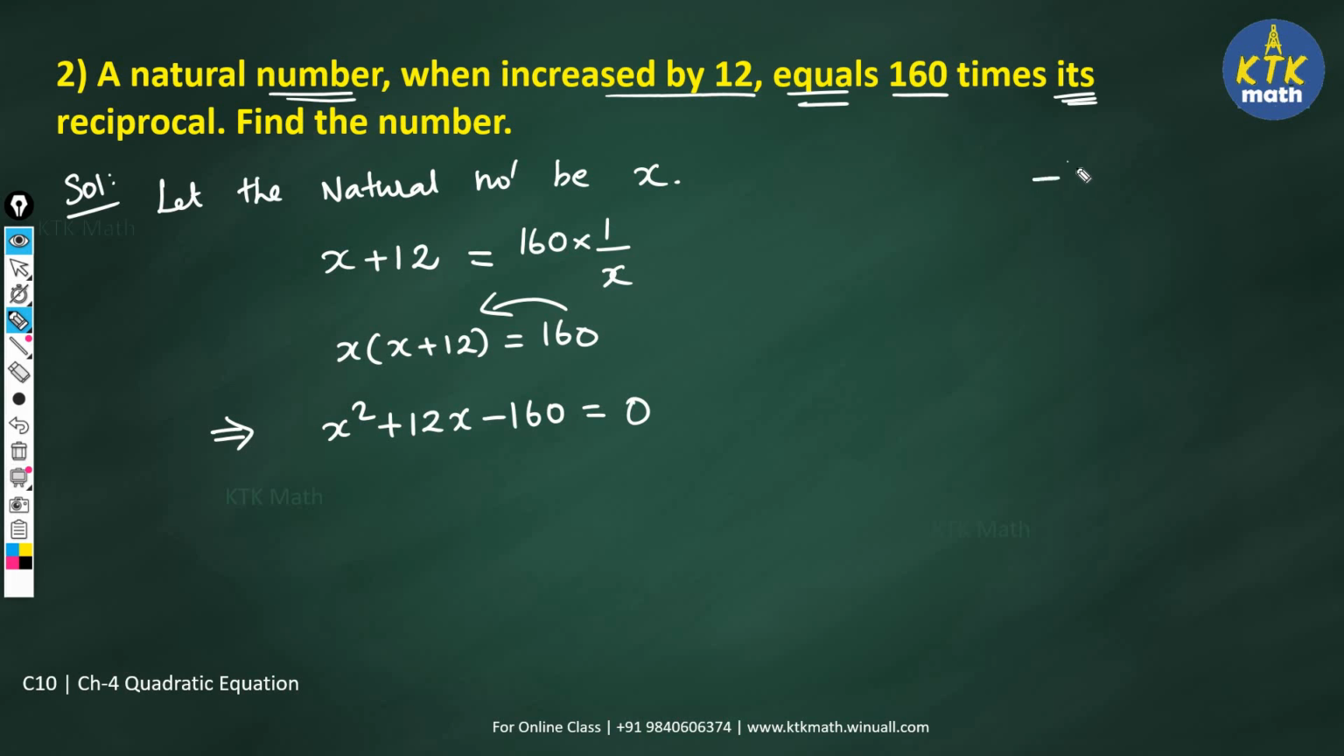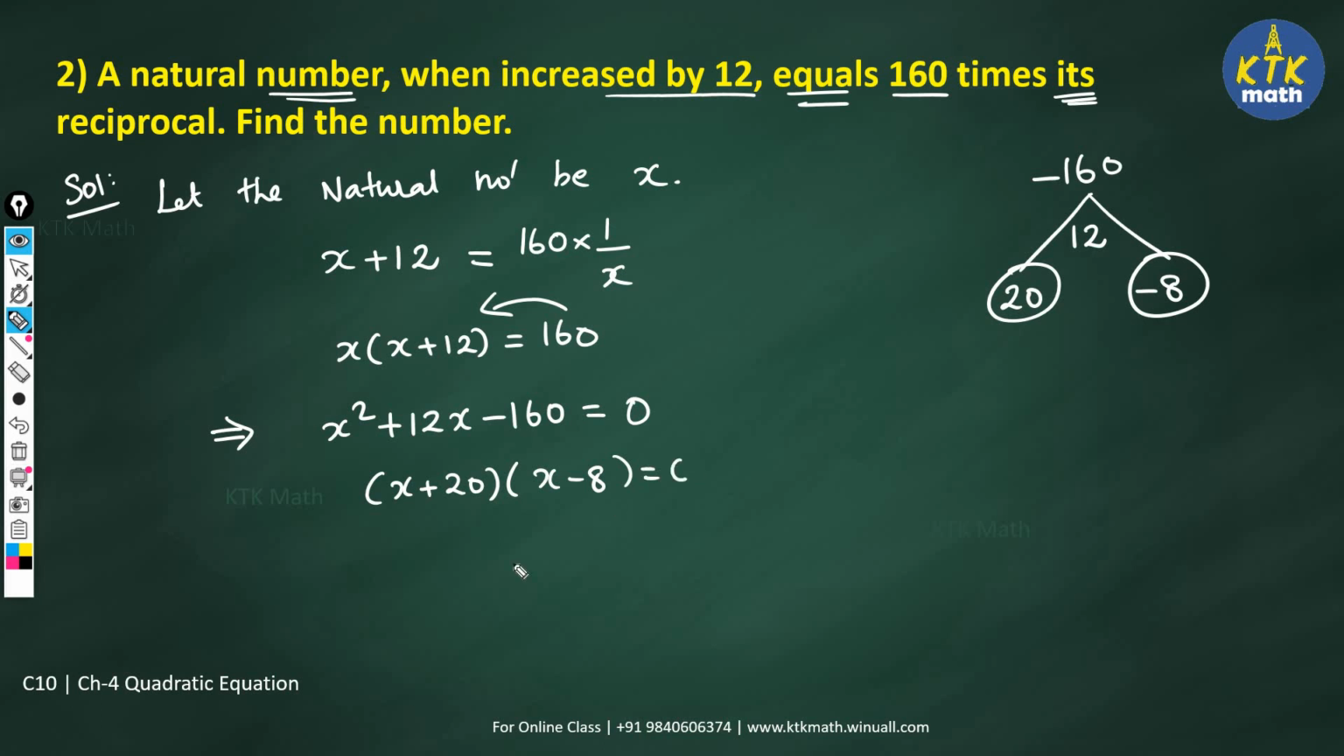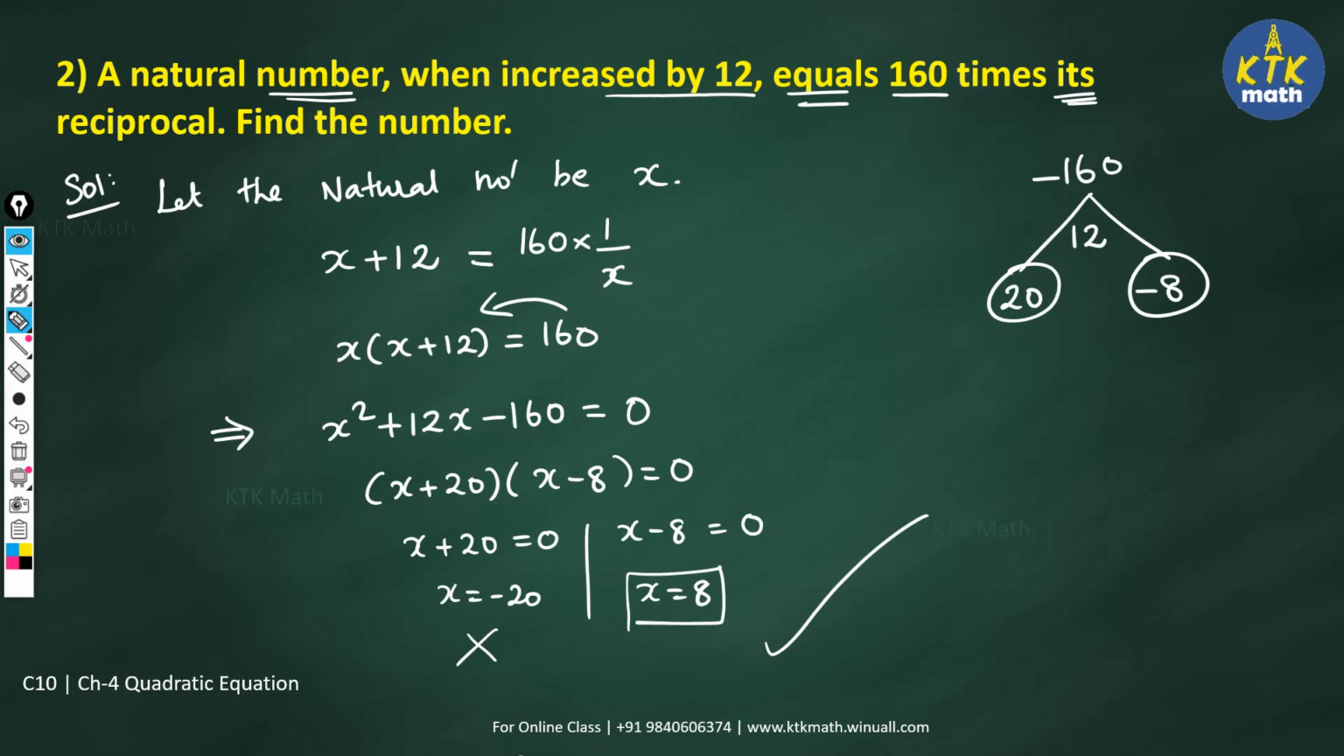Now from here, when I multiply, I need to get 160. When I subtract, I need to get 12. What are the possibilities? It's going to be 20 times 8 and 20 minus 8. So these are the factors, 20 and negative 8. So you just write directly x plus 20 and x minus 8 is equal to 0. Separate this: x plus 20 equal to 0 and x minus 8 equal to 0. So x will be negative 20 here, and x will be positive 8 here. Negative I cannot consider, so x equal to 8 is your final answer. Is it clear? So you need to write it here.